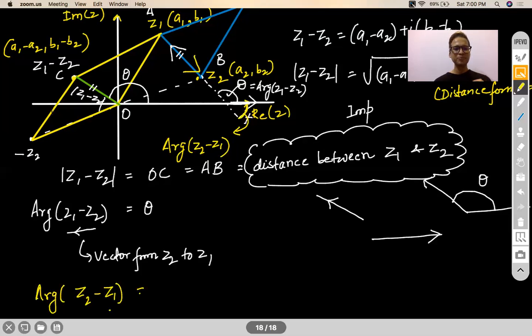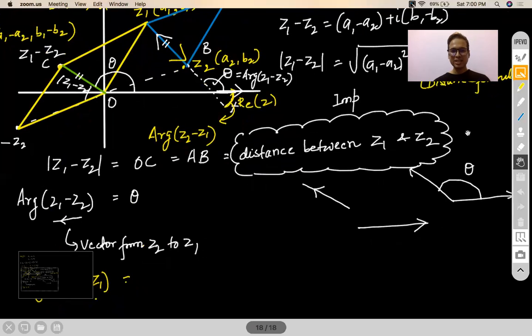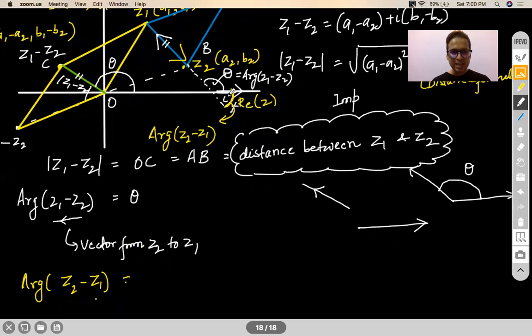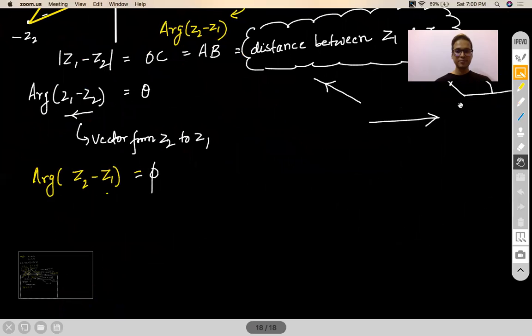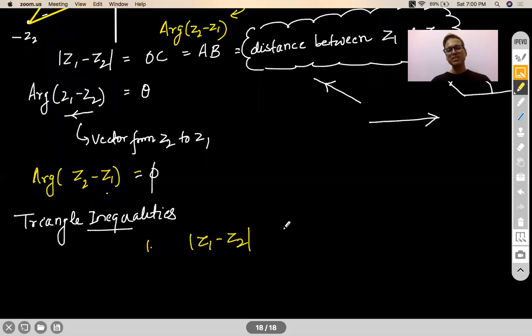Okay, is this fine? Now here also we have some inequalities. By the way, let me name it as phi, because I can use it over here. So please note this down. This is very, very important. So some triangle inequalities, which is true even for a case of subtraction. Number one, mod Z1 minus Z2 will always be less than or equal to mod Z1 plus mod Z2.